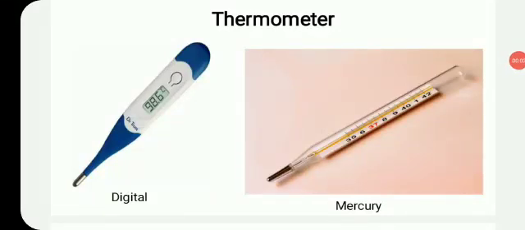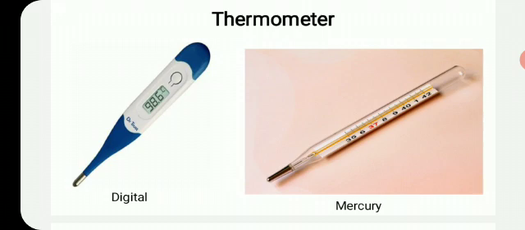Children, you studied about the thermometer, the clinical thermometer, and the two types of clinical thermometer, digital and mercury. But a thermometer is also used to measure the temperature of a substance or the temperature of the environment. That thermometer is called the laboratory thermometer.